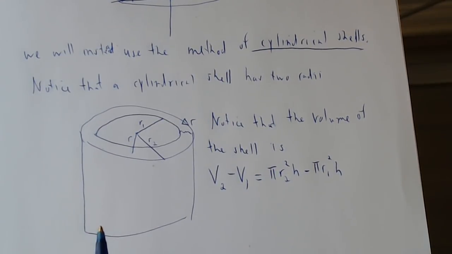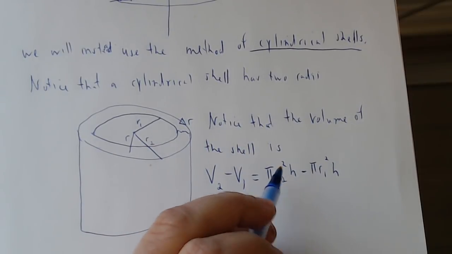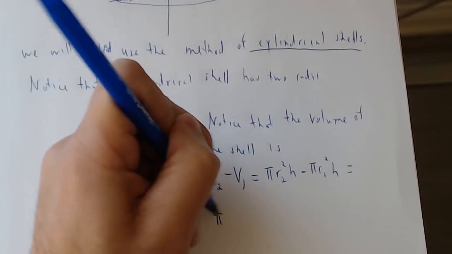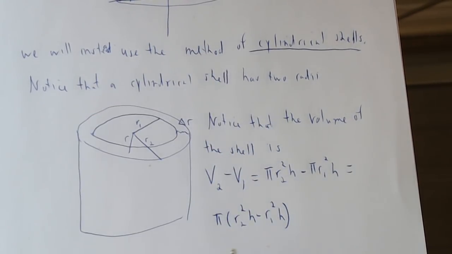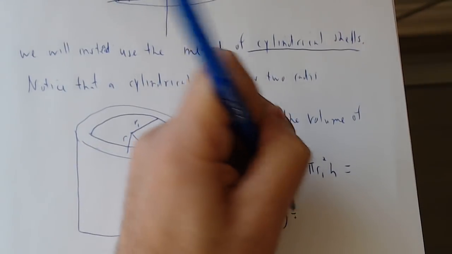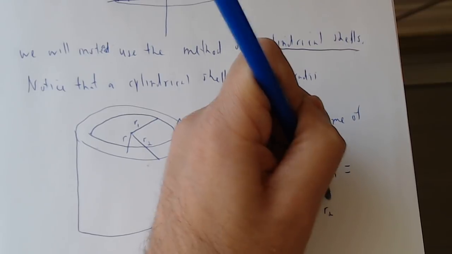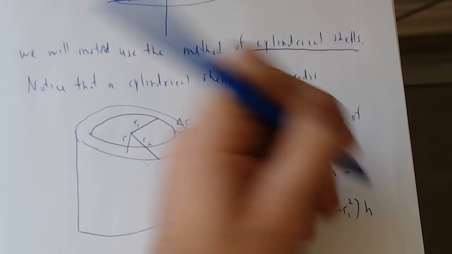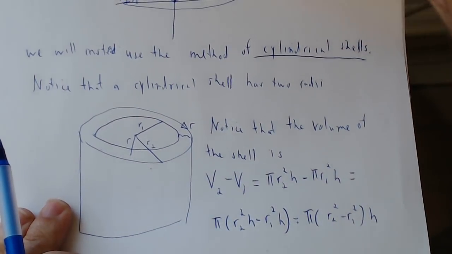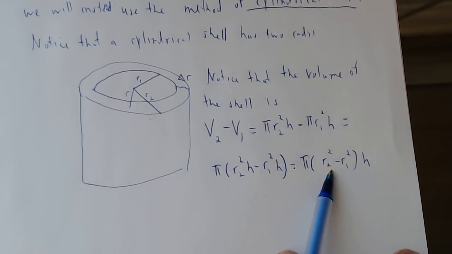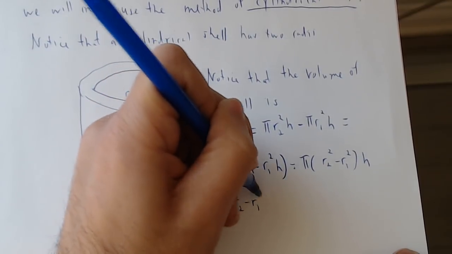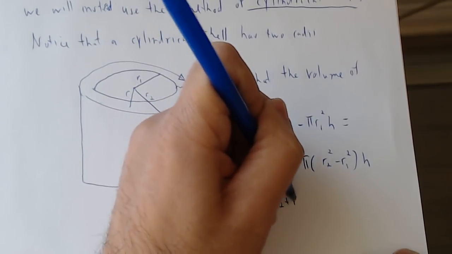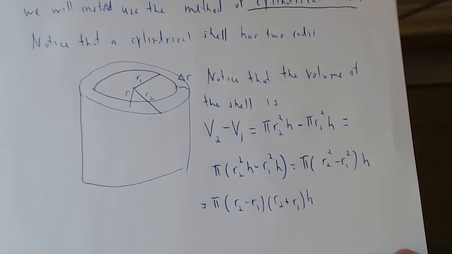So let's simplify this, because something nice is going to happen here. What do they have in common? I could factor out a pi, so that gives me pi times R2 squared h minus R1 squared h. And then also you notice, wait a minute, I could factor out the h as well. So if I factor out the h, I get R2 squared minus R1 squared times h. Now, here's something really cool about to happen. What we notice is, wait a minute, these are differences of squares. So I could factor that. So this becomes pi times R2 minus R1 times R2 plus R1 times h.